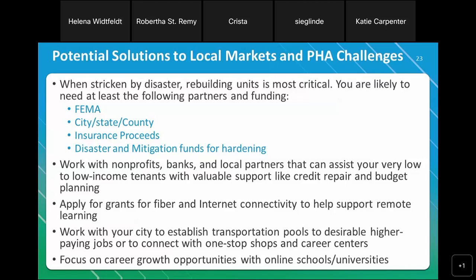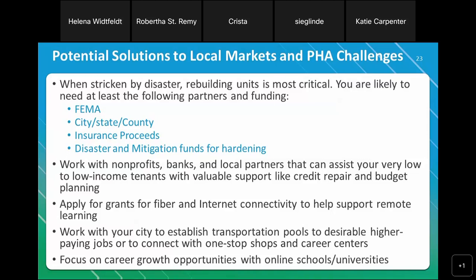FEMA has a team where they have mitigation experts that can help you discern what the RFP should look like to incorporate materials and improvements in the specifications to actually perform hardening. And there is funding out there for it. So as disastrous as it can be to be in this predicament, there is a light at the end of the tunnel by opportunity to strengthen and harden as well.